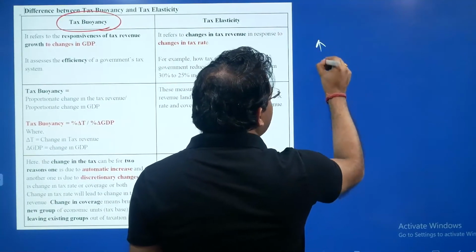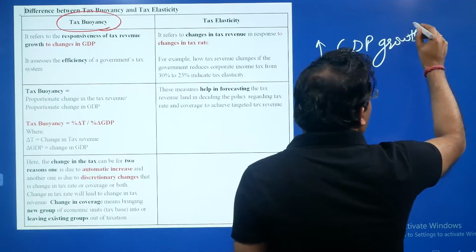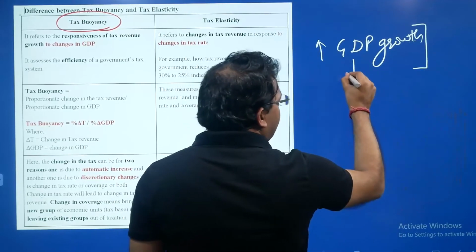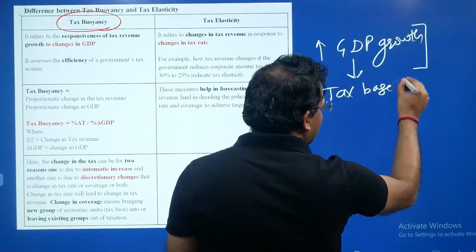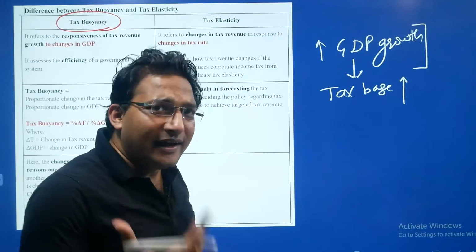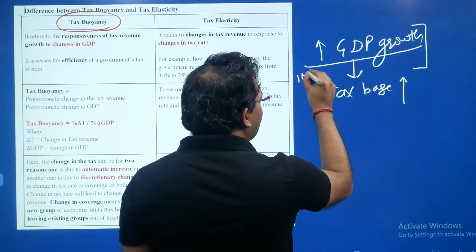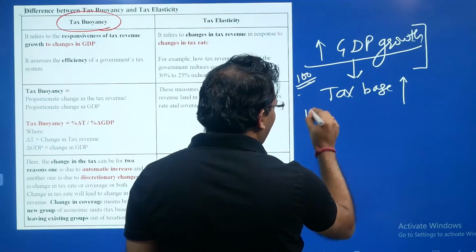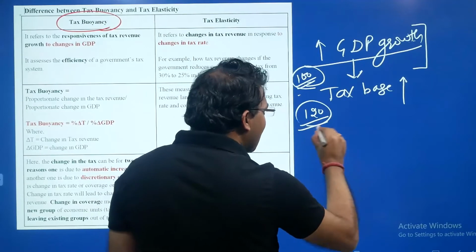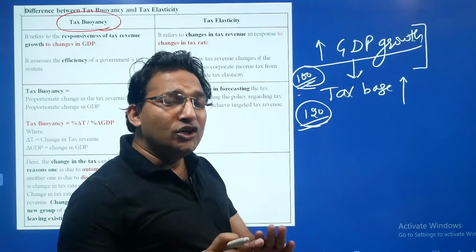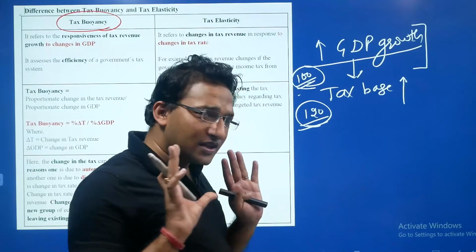When there is increase in the GDP growth rate, this increase will mean that tax base has increased. It is very natural. So if earlier the total income of the country was 100 rupees and now the total income of the country is 120 rupees, earlier the tax was levied on 100 rupees, now the tax is levied on the 120 rupees. So definitely the value on which the tax will be paid is increasing. Very natural, right? I hope the concept is clear till now.